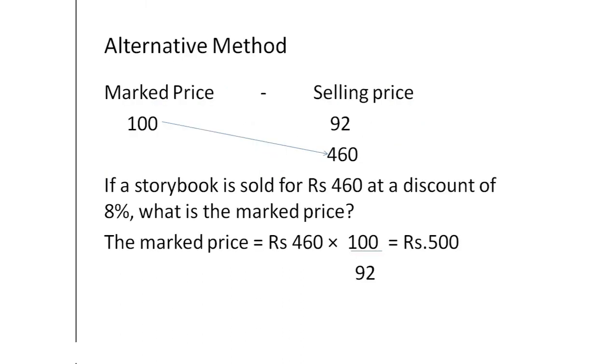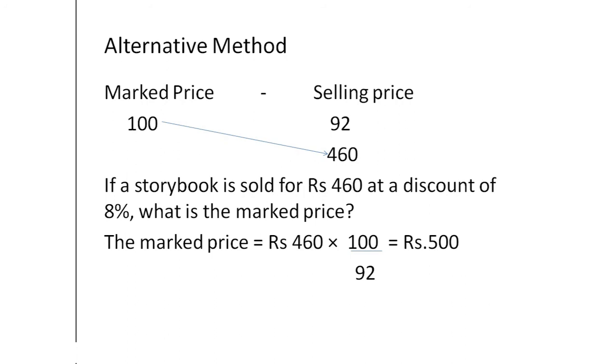The alternative method, mark price and the selling price. First question is, if a storybook is sold for 460 at a discount of 8%, what is the mark price? The mark price is 100, you know that. They are giving 8 rupees as a discount. So selling price should be 92 rupees. So they have given the mark price and the selling price for 100 rupees. So we are going to find the selling price is 460 rupees. We want to find the mark price of the item which is sold for 460 rupees.